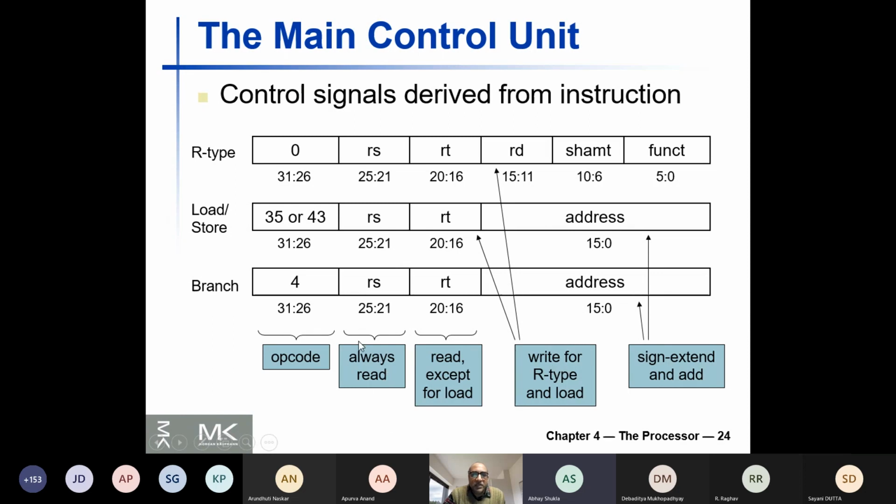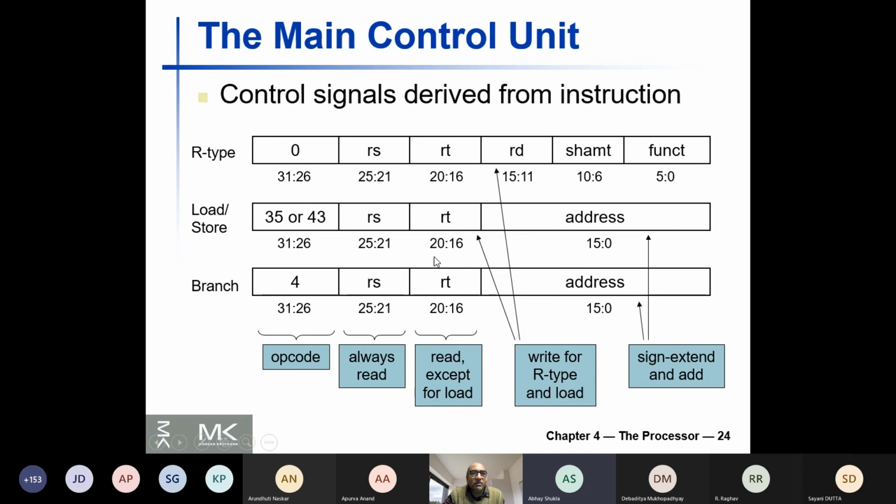And if you look here, this particular field, 21 to 25, is all the time the source register. That means by default it will go to one input of the ALU, whether it is an R type instruction, load or branch, whatever. So the 21 to 25 bits blindly go as one of the inputs of the ALU. The other input will be varied, except for load and store.